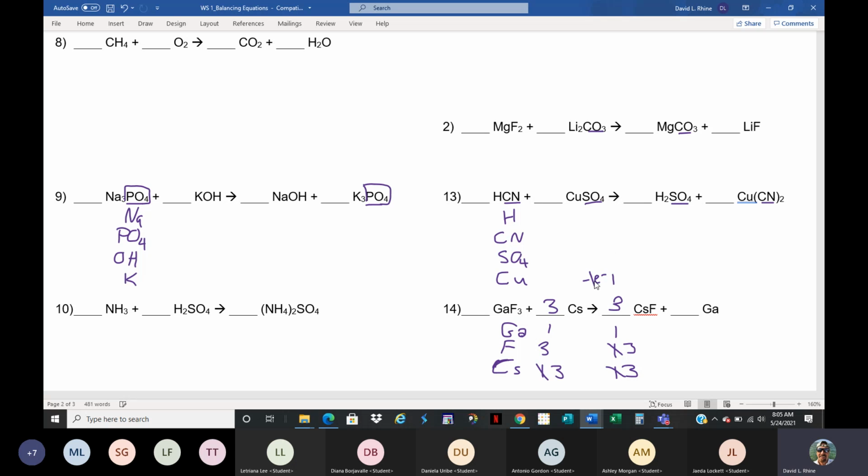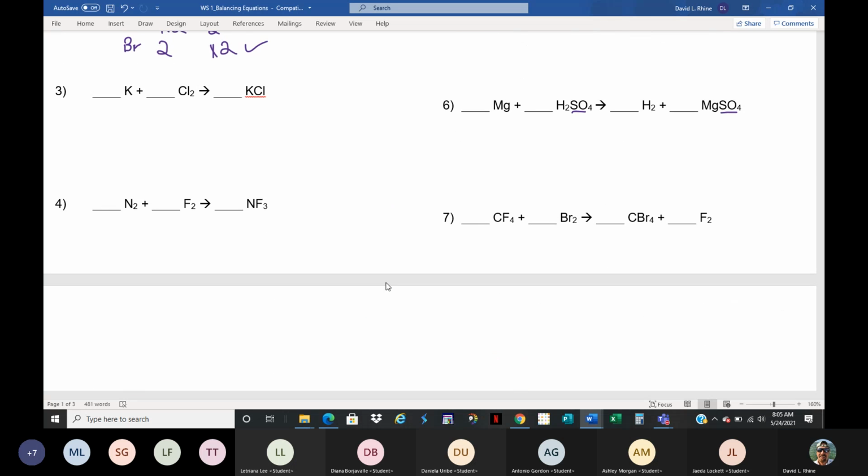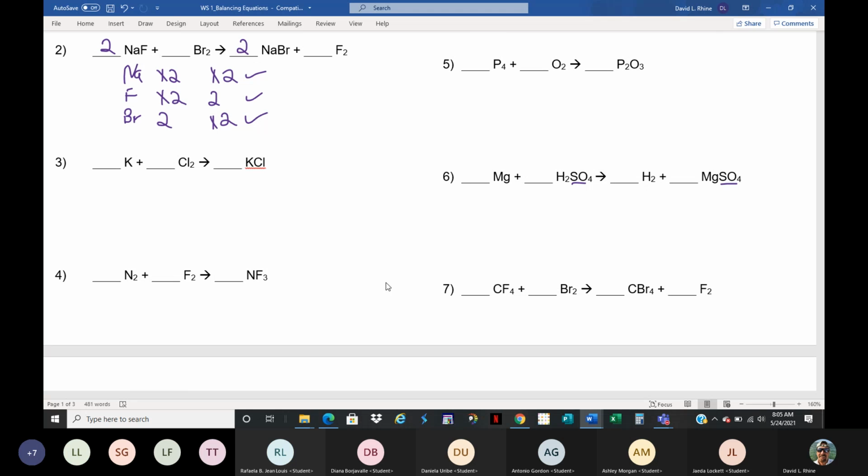It makes it easier to count atoms if you treat the polyatomic ions like they're one thing. Did the way I express that to you make sense? Talk to me. Yes, making sense. Okay. All right, so we'll go back to problem 6 here.